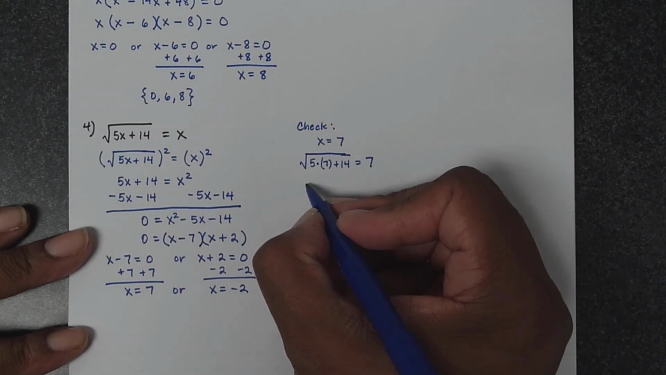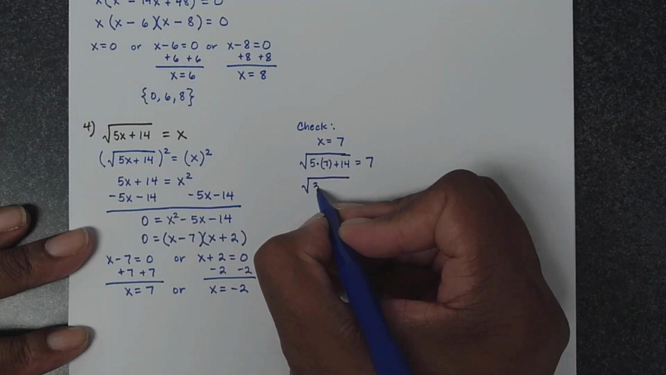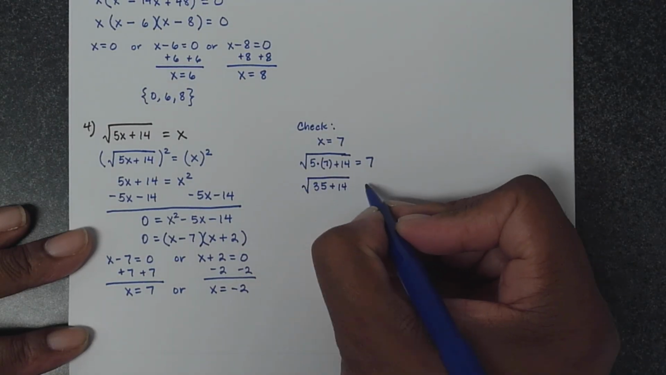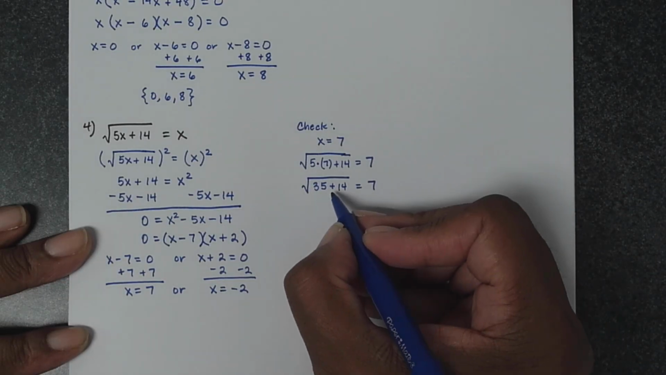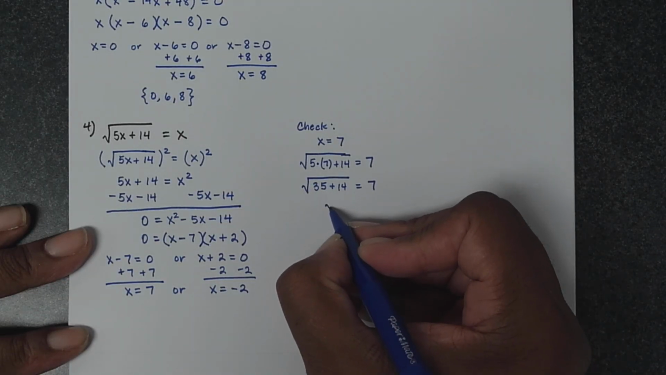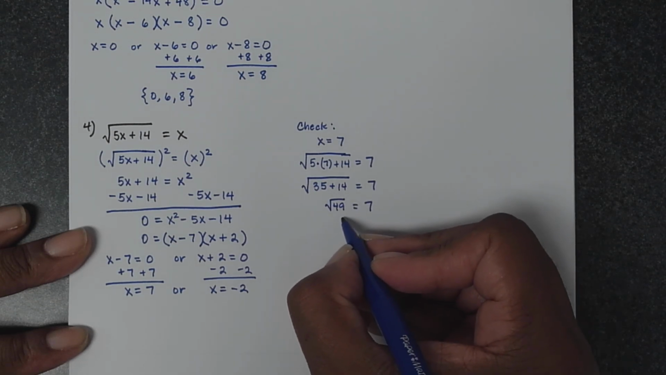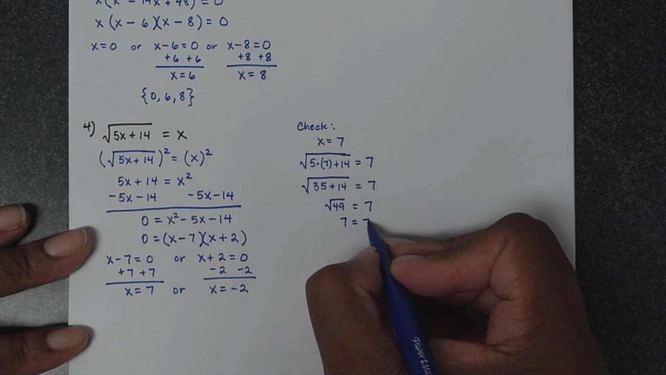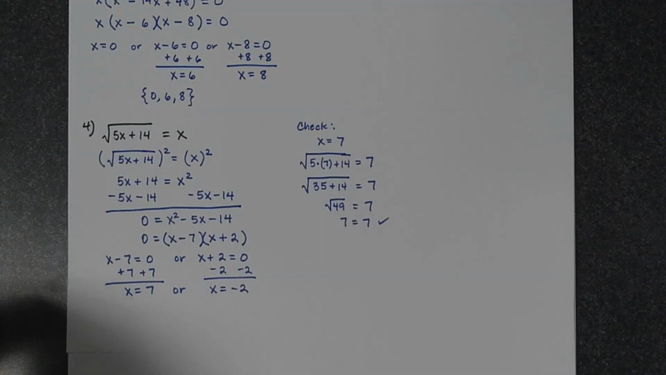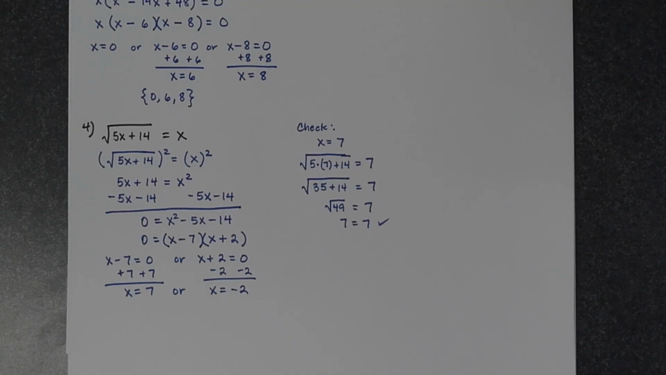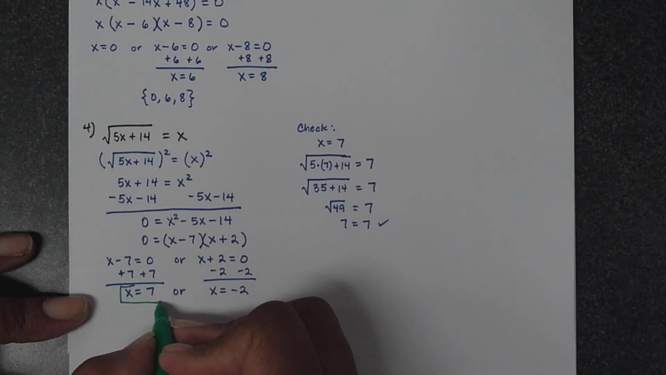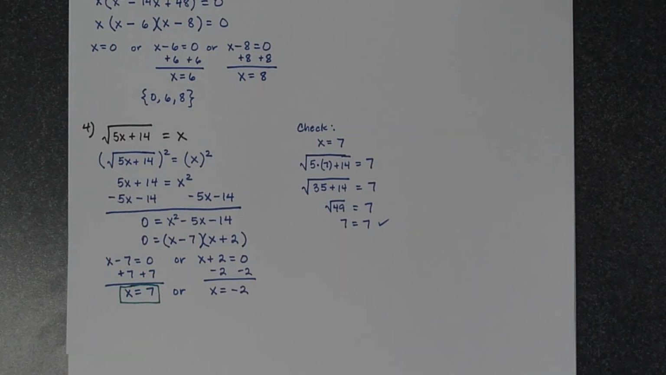Now, if I do 5 times 7, that's going to give me 35. So I have the square root of 35 plus 14. That's equal to 7. Add 35 and 14 together, I have 49. So the square root of 49 must be equal to 7. And if I take the square root of 49, it does equal 7. So 7 equals 7 means that this does check. So that means that x equals 7 will be my solution for this radical equation. And there should be only one solution here.